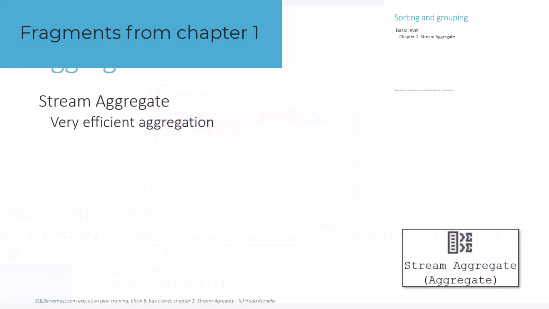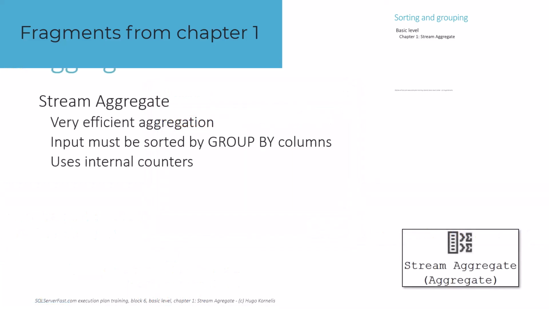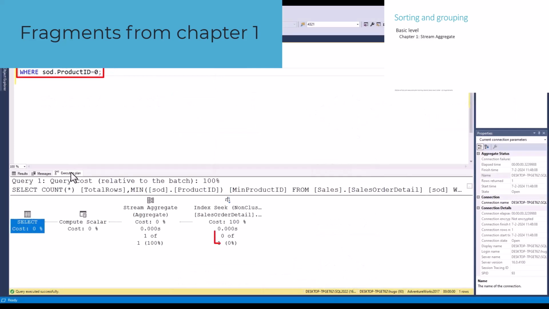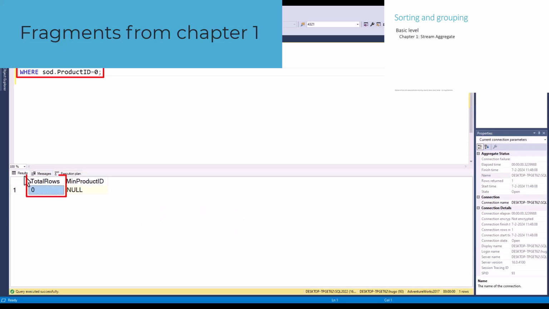The stream aggregate algorithm requires that the input data has to be sorted by the group by columns. If that condition is met, then the aggregation itself uses a very cheap and effective algorithm. We will also look at a few special cases, such as aggregation without aggregate functions or without a group by clause.